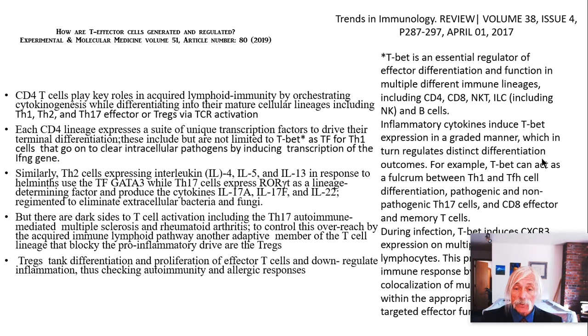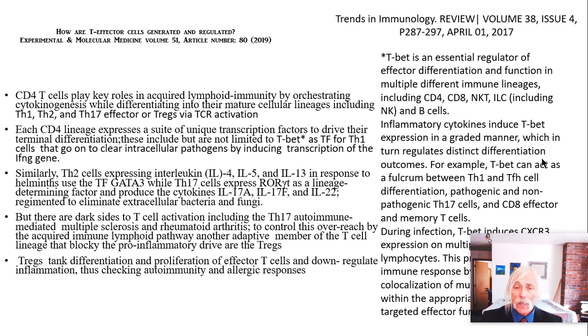And it does so by inducing transcription of the interferon gamma gene. Okay? Similarly, Th2 lineage express interleukin 4, 5, and 13. Those are, of course, pro-inflammatory cytokines, and in response to helminths, right? So now we're talking about parasitic infections. And they use the transcription factor GATA3, while Th17 cells express a unique transcription factor called ROR gamma T.